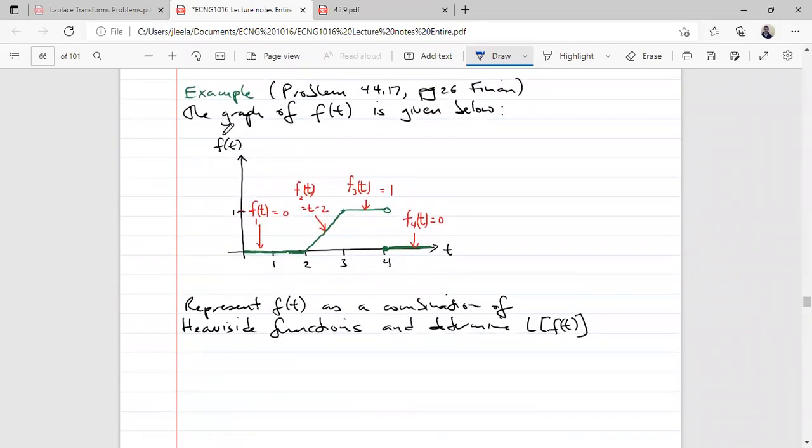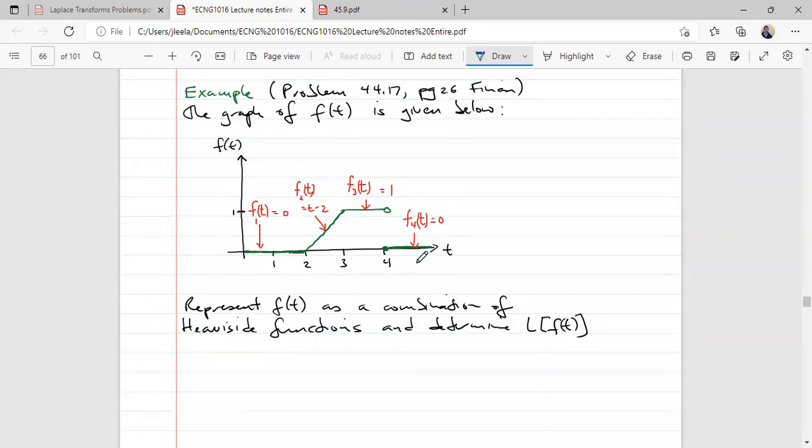So this other example here is from Finan as well, 44.17, right? So I have this piecewise function here. What I did here was define the various regions, because they say represent f(t) as a combination of Heaviside functions and determine the Laplace of f(t). So this part here, I wrote it in with the functions f1(t), f2(t), f3(t), and f4(t).